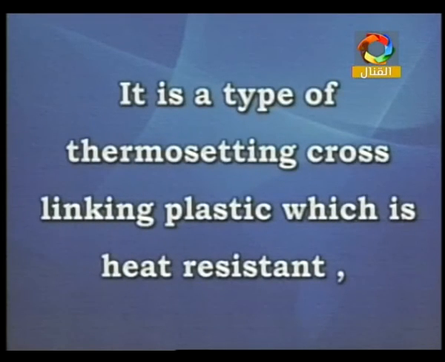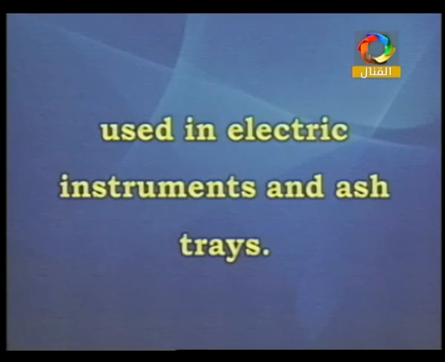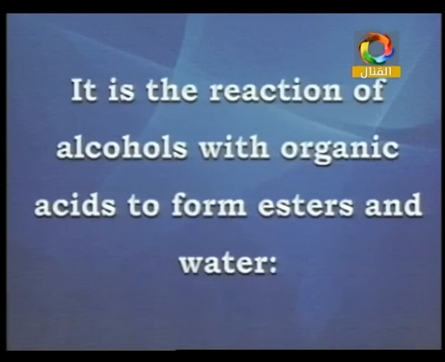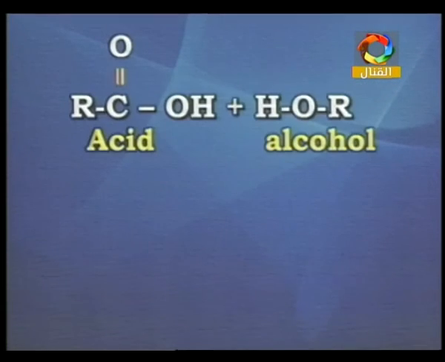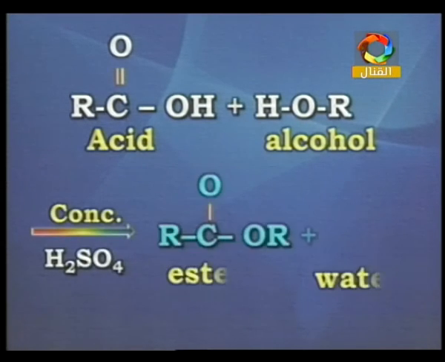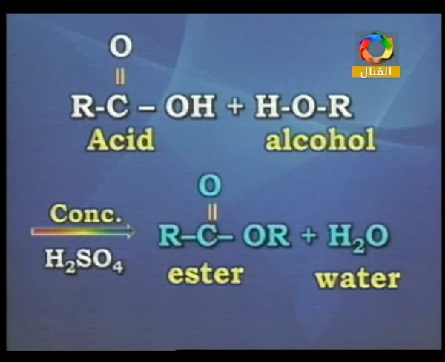Bakelite. It is a type of thermosetting cross-linking plastic which is heat resistant, used in electric instruments and ashtrays. Esterification. It is a reaction of alcohol with organic acids to form ester and water. As the equation proceeds on the screen, general formula of acids is RCOOH plus general formula of alcohol ROH. It gives, in the presence of concentrated sulfuric acid, RCOOR, which is ester, and water is produced.